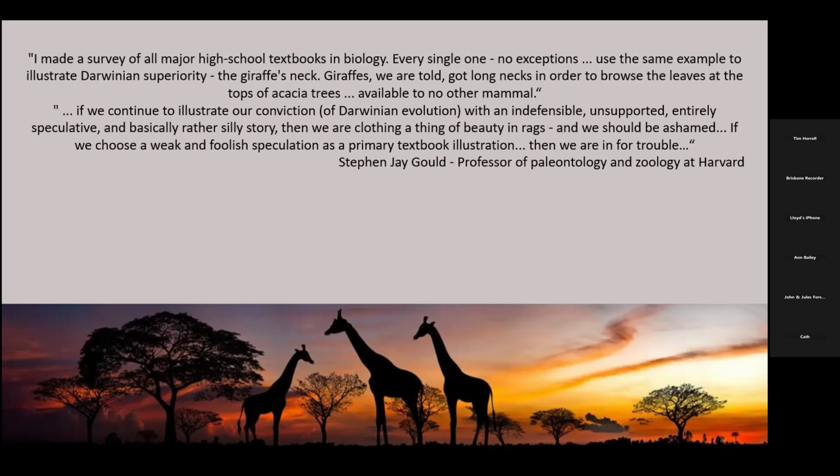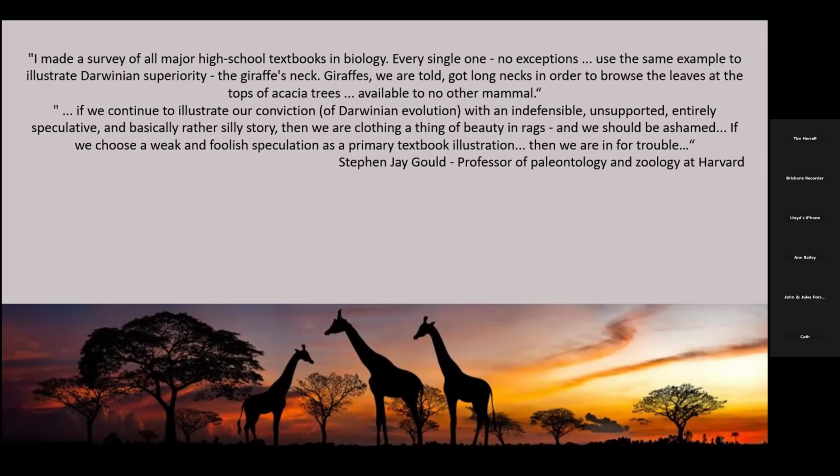Now I love this. If we continue to illustrate our conviction of Darwinian evolution with an indefensible, unsupported, entirely speculative, and basically rather silly story, then we are clothing a thing of beauty in rags, and we should be ashamed. If we choose a weak, foolish speculation as a primary textbook illustration, then we are in for trouble. And that is from Stephen Jay Gould. He's in those books, a professor of paleontology and zoology at Harvard. And guess what?